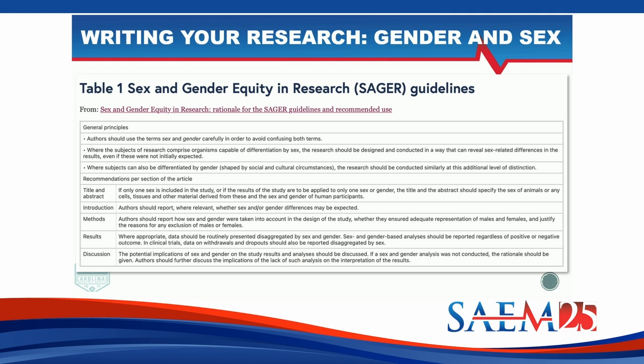So that's the Sex and Gender Equity in Research Guidelines, or SAGER, I don't know how they pronounce it. But similar to CONSORT and STROBE, it basically goes through and helps you ensure that you're being inclusive whenever you're writing your manuscript. And some journals are actually starting to include this along with the other guidelines now.